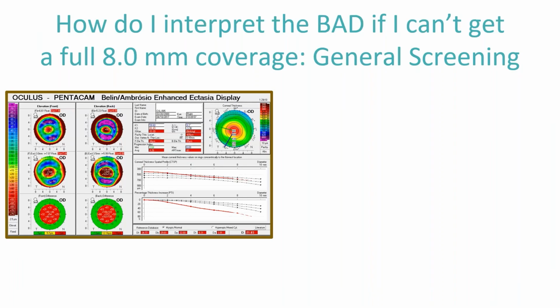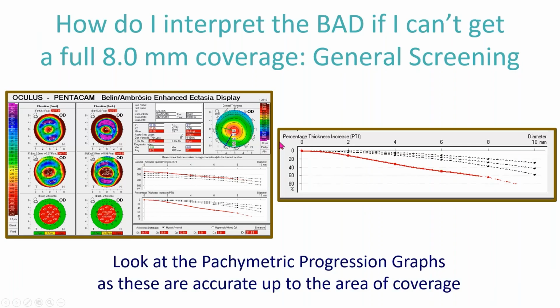And the one thing you can do if you have a patient that no matter what you do, you can't get full coverage, look at the PTI tracing. The PTI tracing is valid up until the area of coverage. So if you see a PTI tracing, even if it stops, let's say at 5 millimeters, if it's down here, I know that eye is not normal. I may not know exactly what's going on, but I can know it is not normal. So if you have really poor coverage in an uncooperative patient, look at the PTI tracing, and if it's significantly below the 95 confidence interval here, you know you have an abnormal cornea.